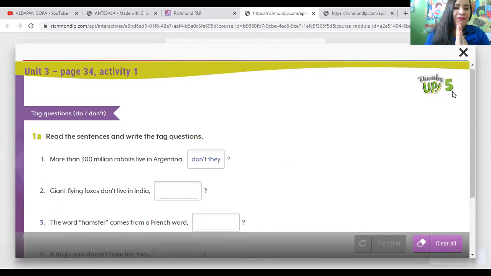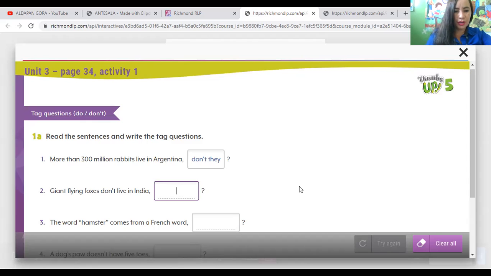Let's continue talking about tag questions, this time with do and don't. The activity says, read the sentences and write the tag questions. Number one, more than 300 million rabbits live in Argentina, don't they?